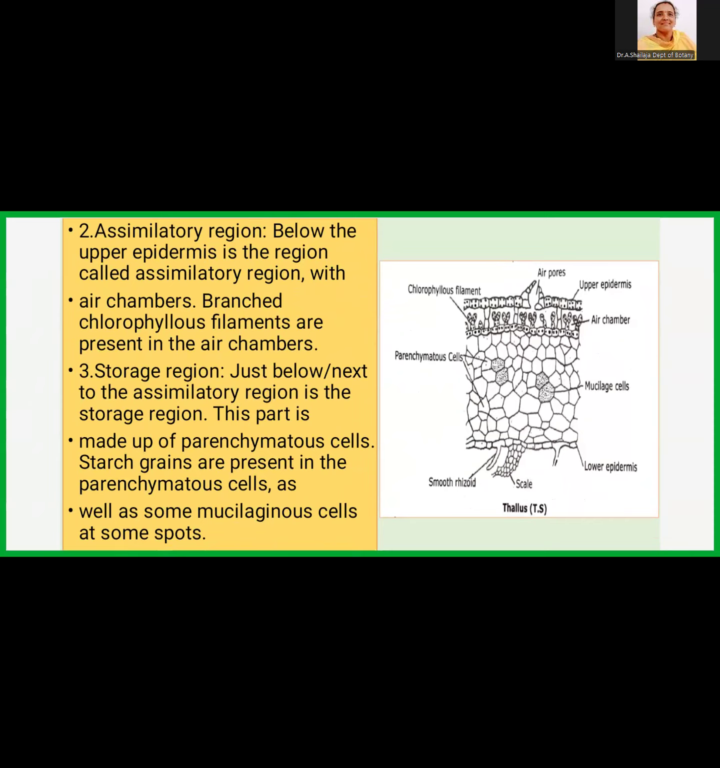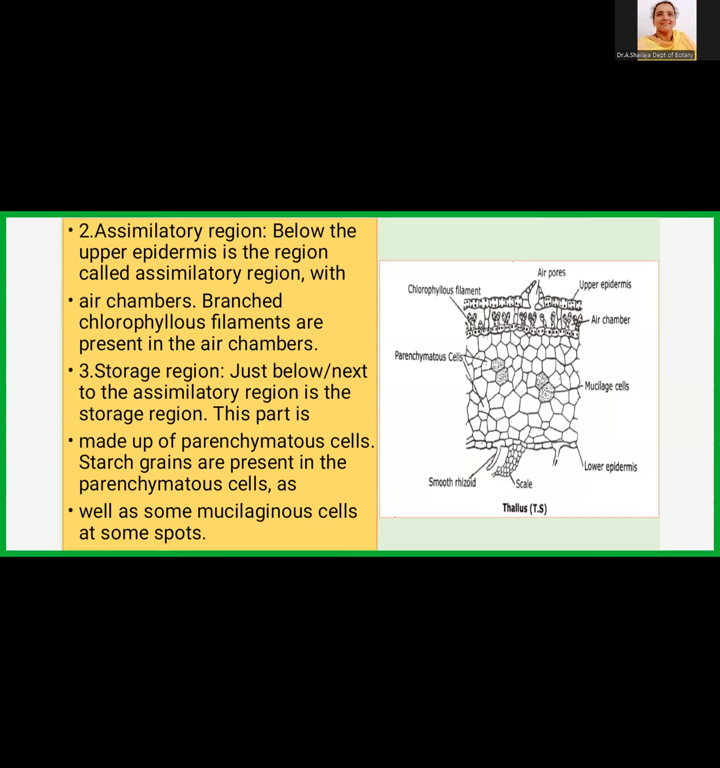In Marchantia, we observe two stages, the gametophytic stage and the sporophytic stage. Marchantia is one of the lessons, the type study, and it belongs to the class Hepaticopsida.